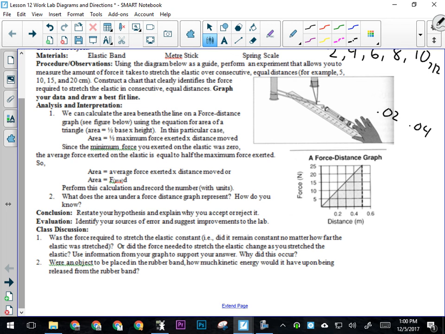Then you've got your conclusion, so restate your hypothesis and explain why you accept or reject it. In there, you should probably talk again about what work is and whether you were able to calculate it at any point during the lab. What did you do to get it? Those can help you to accept or reject your hypothesis. Sources of error and suggested improvements, how many of those? 2. And then you don't have to do the class discussion. We'll talk about those when you submit the labs, and I've marked them.